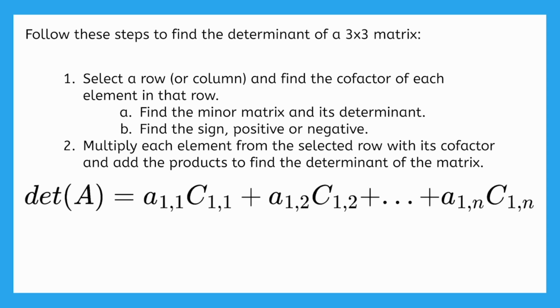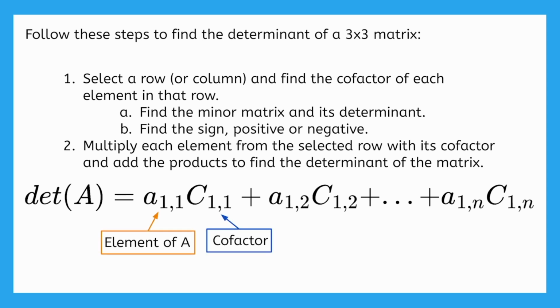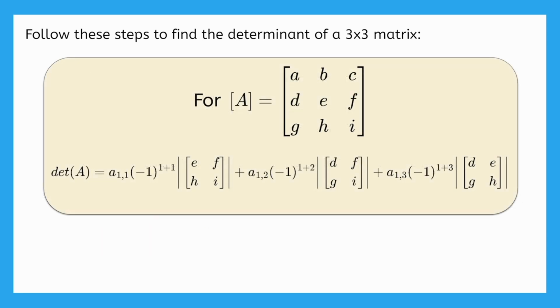The determinant of any square matrix, n by n, is equal to the sum of the products of the elements and their cofactors for one row or column of the matrix. Since we're only working with 3 by 3 matrices, our definition can be written like this.